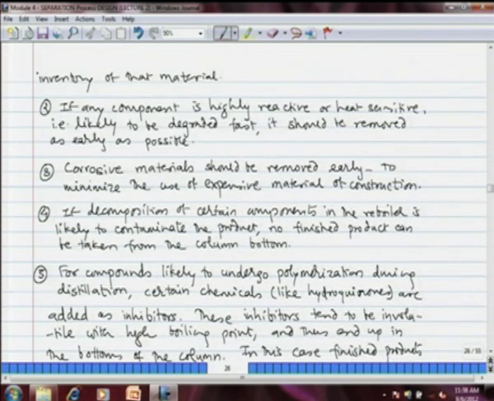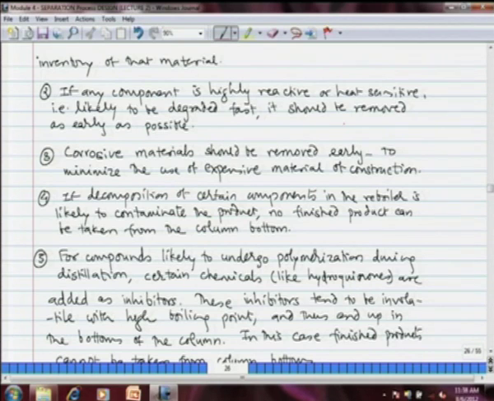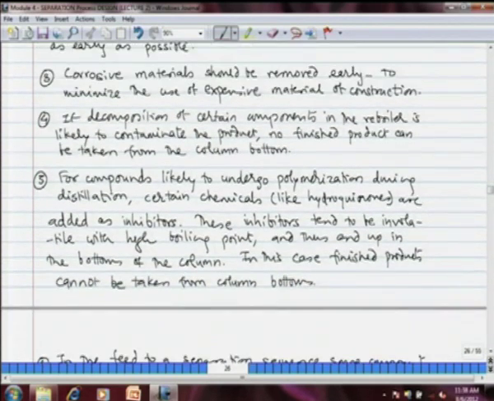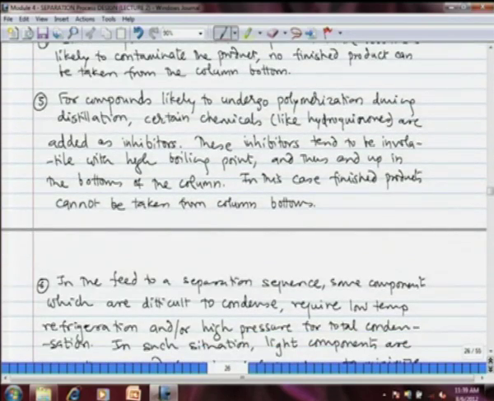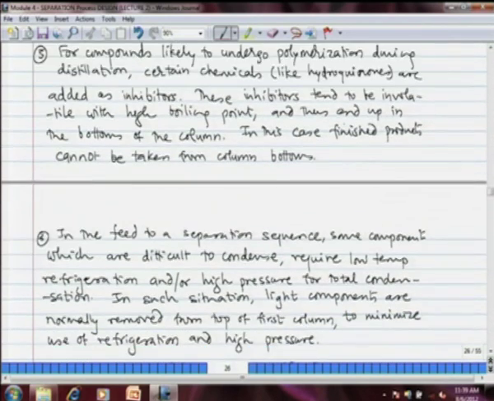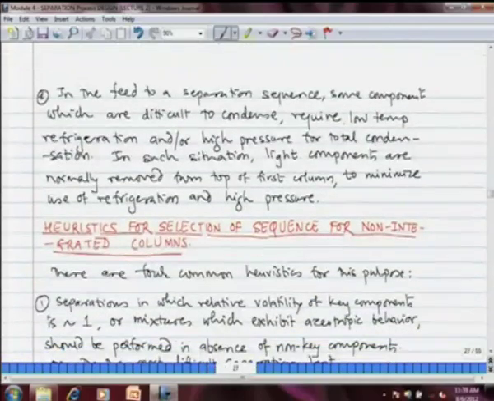Then if a component is likely to decompose in the reboiler and contaminate the product, it should be removed as early as possible. In such cases, the final product should not be removed as the bottom product, it should always be removed from the top. Then for compounds which are likely to undergo polymerization during distillation, we have to add certain chemicals like hydroquinones as inhibitors, and these inhibitors tend to accumulate in the bottom of the column. So, they contaminate the product. So, again you cannot withdraw the final product as the bottom product.